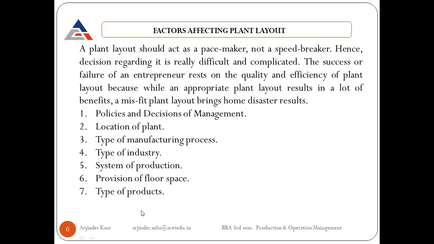Then type of products that are being manufactured. Some products are very small in size, some are very big in size. Some can be produced in large quantities, some can be produced in small quantities. Then we have products that are perishable in nature. Some are non-perishable in nature. The products that are perishable in nature have to be manufactured quickly, and they need to be stored in the adequate environment. So the type of product that we'll be producing in a manufacturing or service facility needs to be taken care of while deciding on the layout.